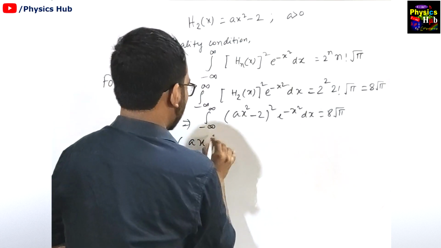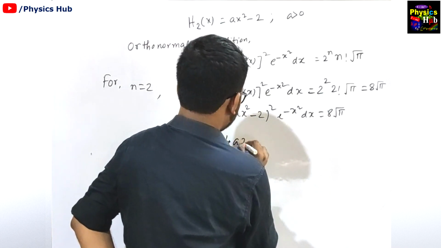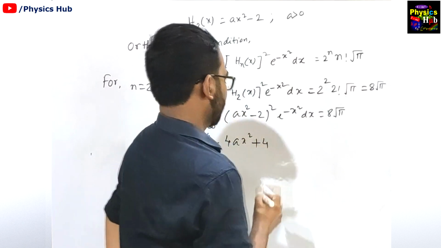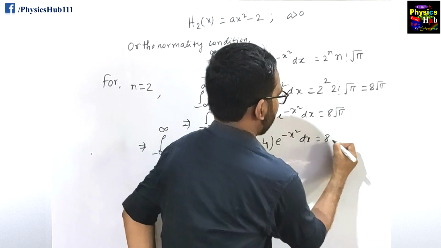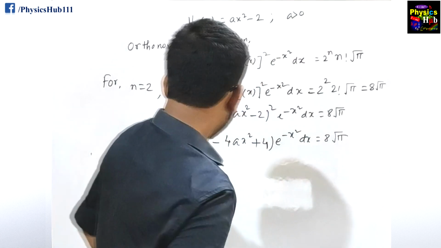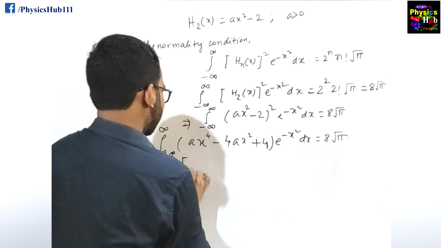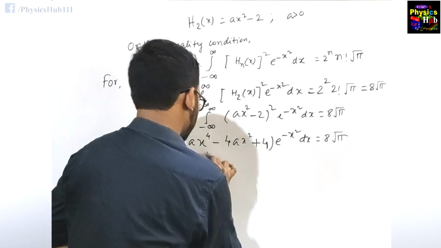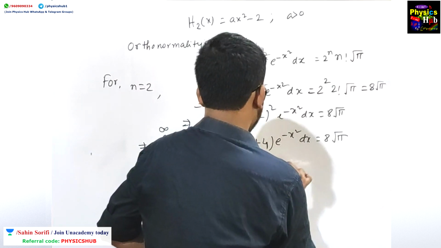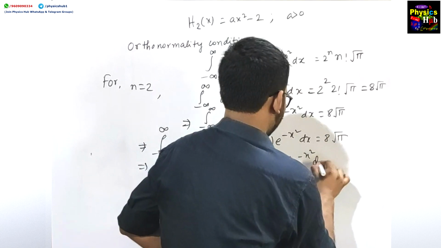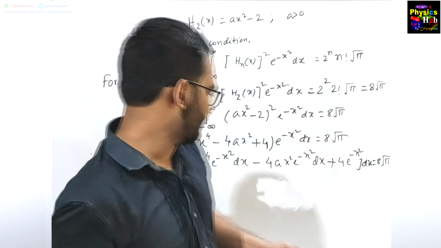So (ax² − 2)² expands to a²x⁴ minus 2 into 2 into ax², which means 4ax², plus 4, times e^(−x²) dx, equal to 8 root pi. Okay, so we can write the integral from minus infinity to plus infinity; we are just separating everything. So a²x⁴ e^(−x²) dx, next term minus 4a x² e^(−x²) dx. Now the main task is to evaluate this integral.